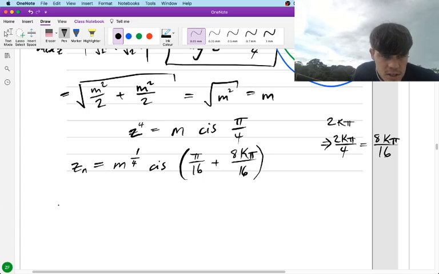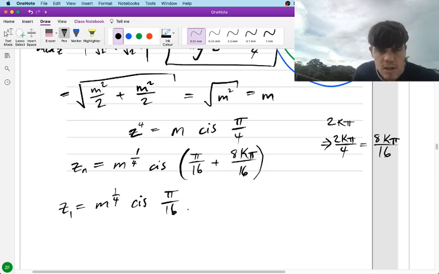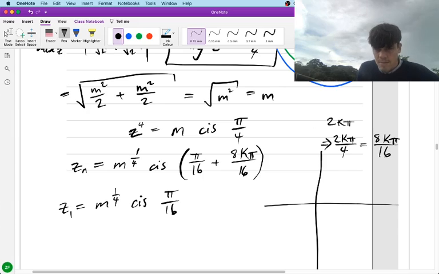So k equals 0 is the easiest one. We go z1 equals m to the power of a quarter, or the 4th root of m, cis, and then it's just the basic pi over 16. Now, let's draw a picture of what that looks like. Pi over 16 is tiny, because it's actually going to be like that. It's probably not amazing. And that's going to have length m to the power of 1 over 4.